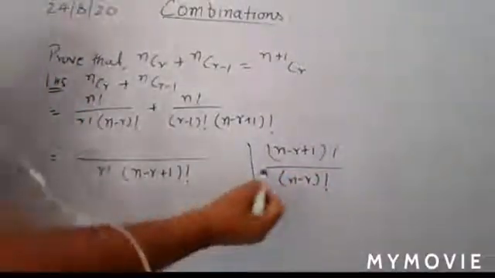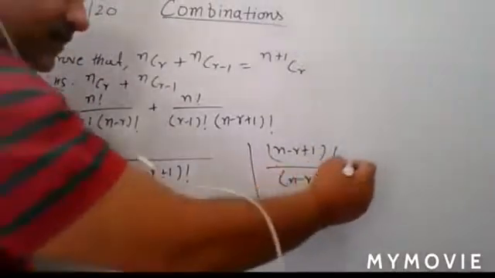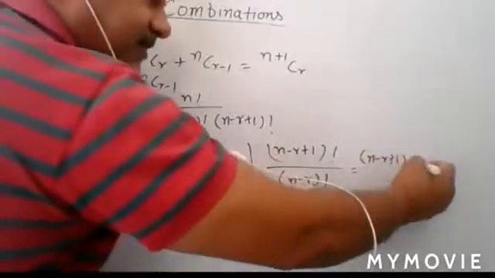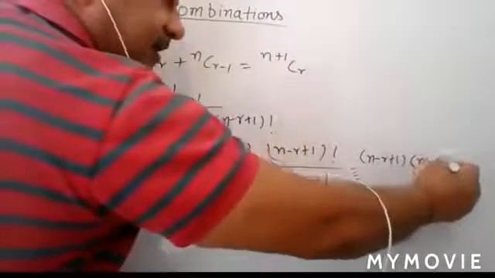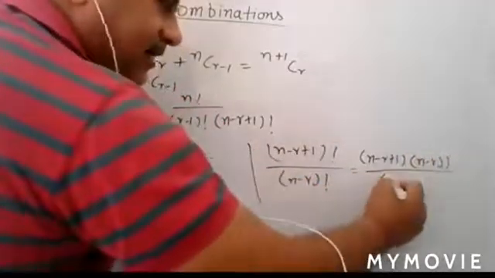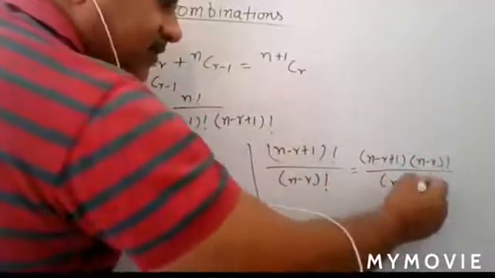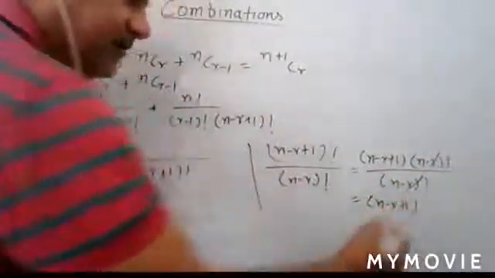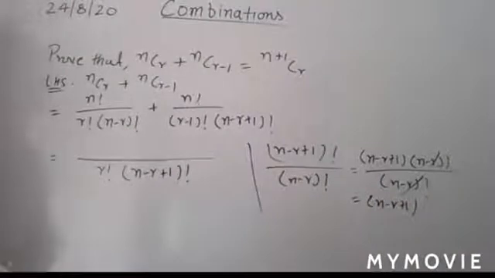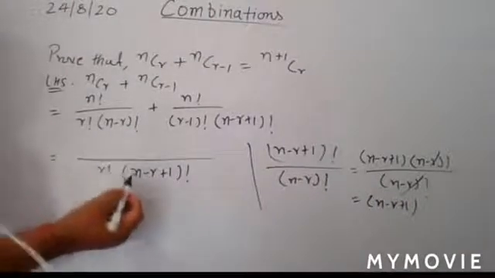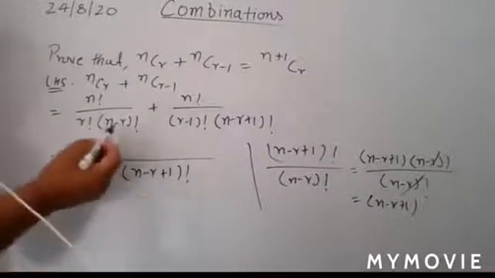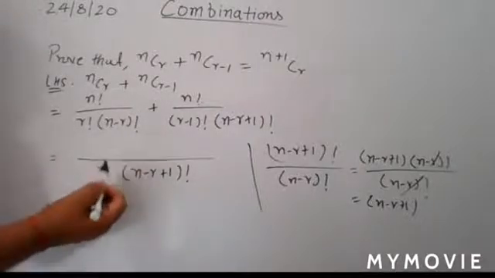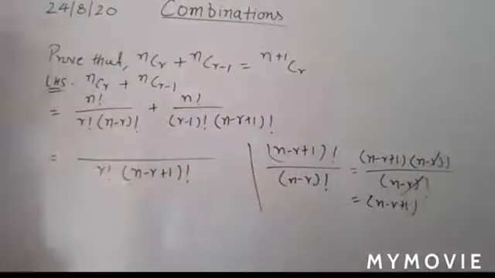Here you have (n minus r plus 1) factorial divided by (n minus r) factorial. Now you expand your greater factorial. So what you have? n minus r plus 1, and one less, so you have n minus r, and you write factorial divided by (n minus r) factorial. So that cancels out, and you have n minus r plus 1.